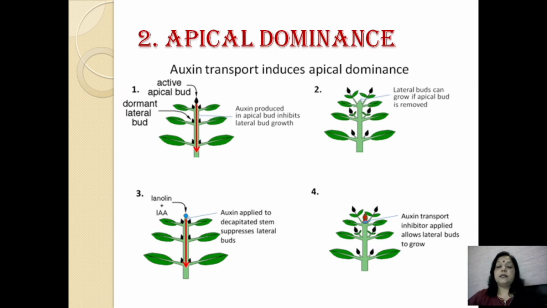Apical dominance. Auxin transport induces apical dominance. In many vascular plants, especially those which are tall and branched, if the terminal bud remains intact, the growth of the lateral bud is suppressed. यानी कि अगर जिन प्लांट में एपिकल बड प्रेजेंट रहती है, उन प्लांट्स की लेटरल बड की जो ग्रोथ होती है वो सप्रेस्ड रहती है या रुक जाती है. If we remove this apical bud, the growth of the lateral bud can take place.